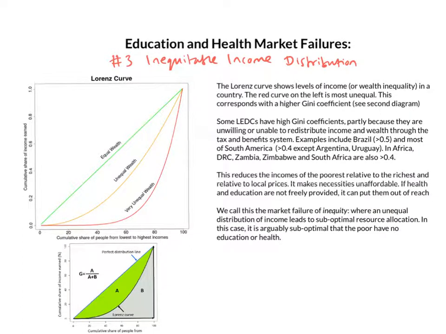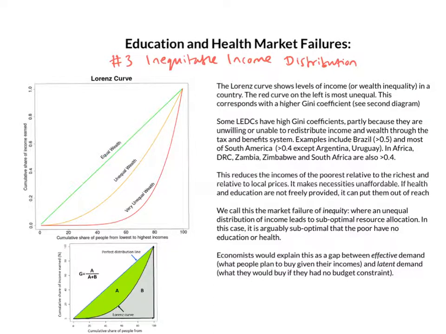Now there's a crucial difference here between inequality, which is a quantifiable difference in the distribution of income, and inequity, which is a perception of unfairness. And in this case, we're saying there's an inequity. The unequal distribution of income, which we can measure, leads to a suboptimal resource allocation, which we can't really. In this case, it's because the poor have no access to education or health. Non-economists would simply say that this means that they can't buy something that is a necessity. But we have a different way of putting it.